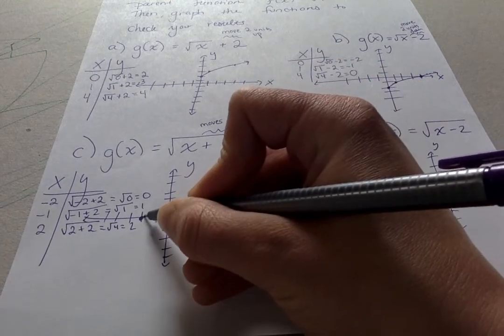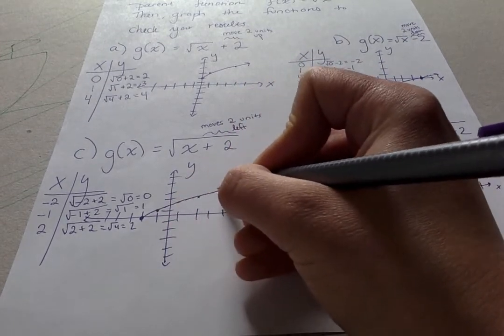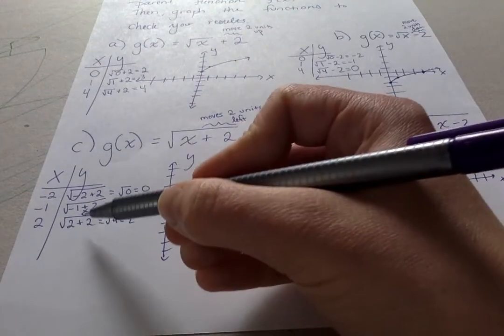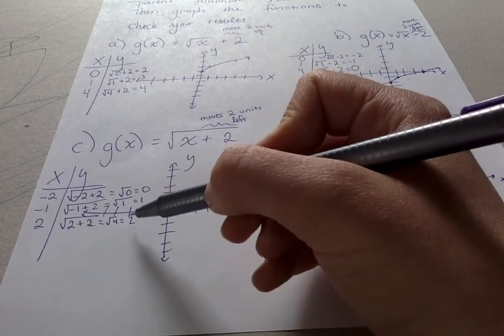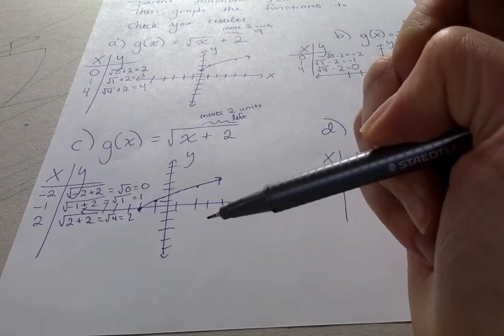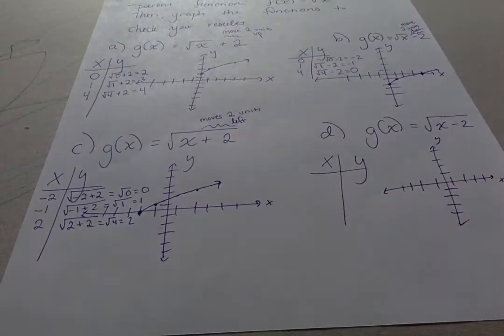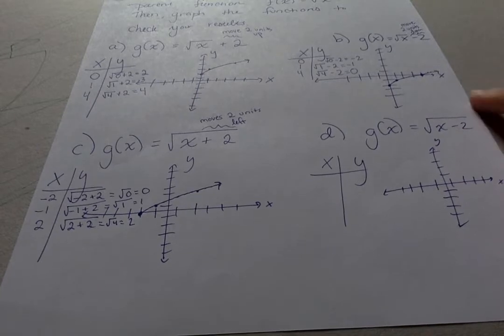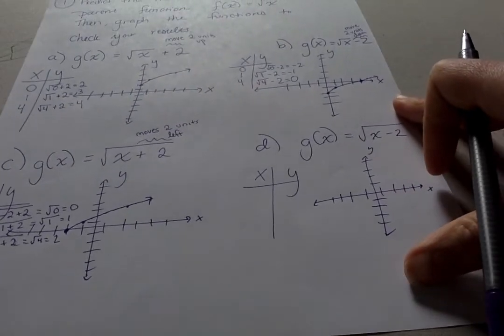You could pick values that don't give you nice integer values, but then you're probably going to need to use a calculator to figure out what it should look like. So it's easiest to pick values that when you square root them, they give you a nice whole integer. So notice it's the same exact shape as A and B, but we just shifted the original parent function of the square root of x 2 units left. All right, let's look at D.